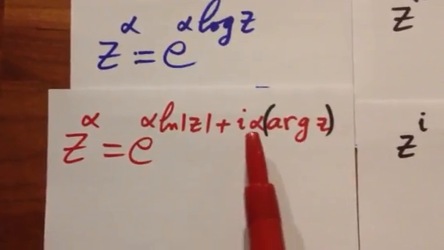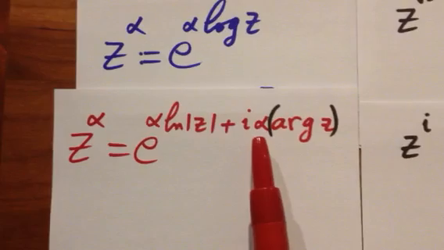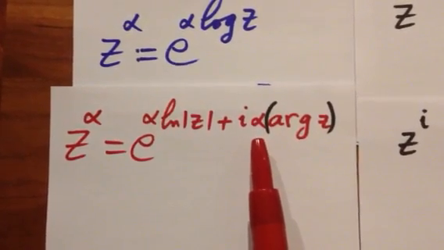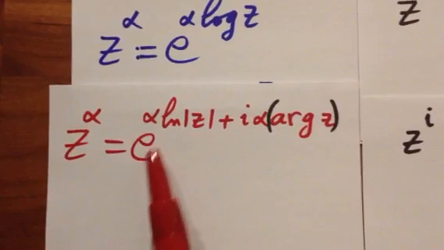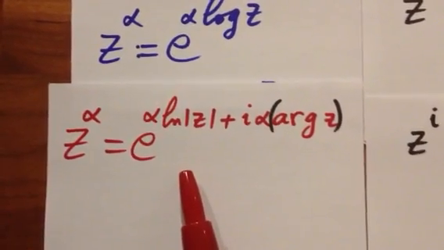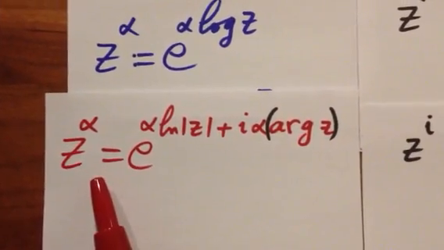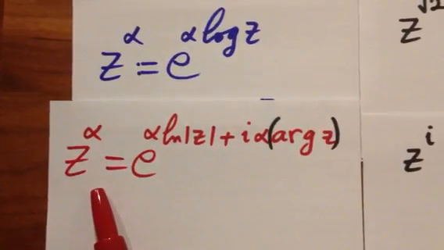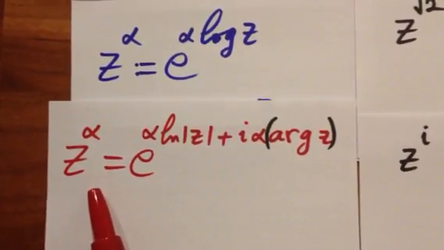So once again, when alpha is irrational, there are infinitely many arguments. When alpha is non-real, there are infinitely many absolute values. Therefore, in either case, z to the alpha has infinitely many values.